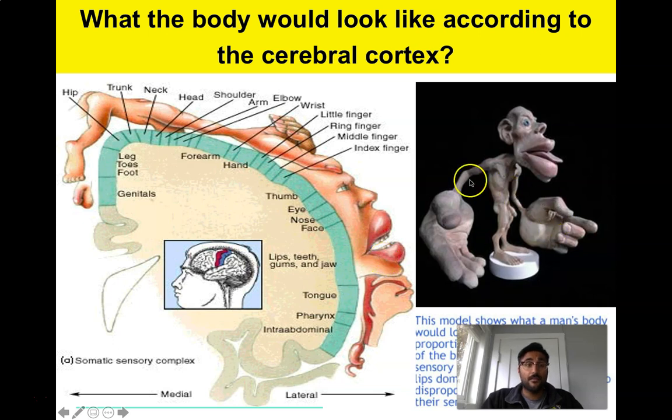Also, look at things like the genitals. The genitals have a larger, not a huge, but a larger than other parts of the body emphasis in the body because it's a highly sensitive area, vital for reproduction. So evolutionarily, it has been given a larger sort of real estate in the brain.